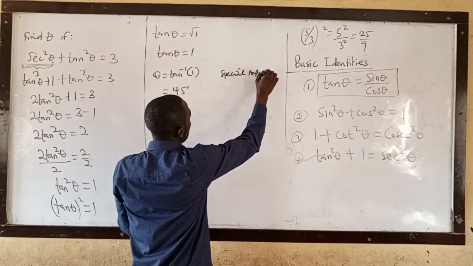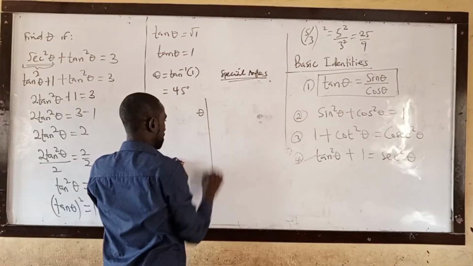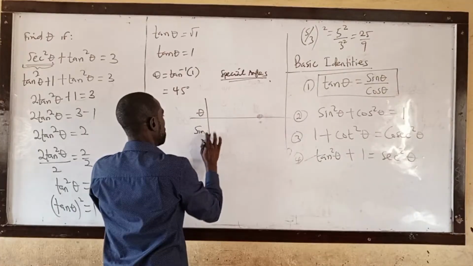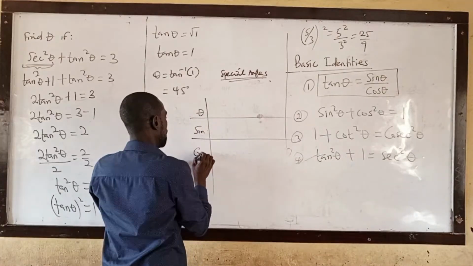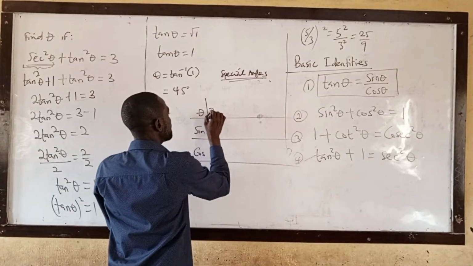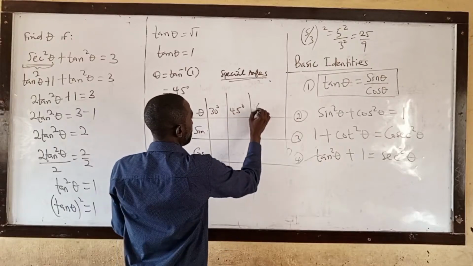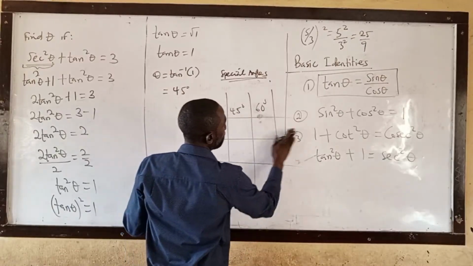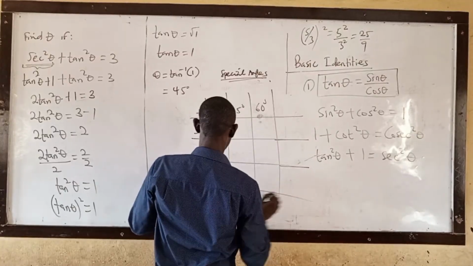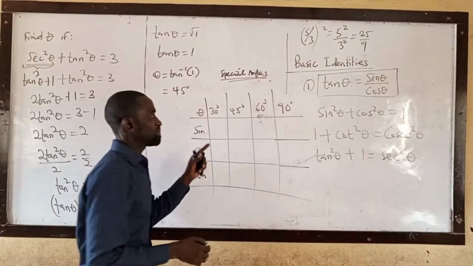So we have these special angles. Let me just give you a bonus. We have theta here, we have sine here, I have cos here, we have tan here. 30, 45, 60, and 90 degrees. These are special angles.